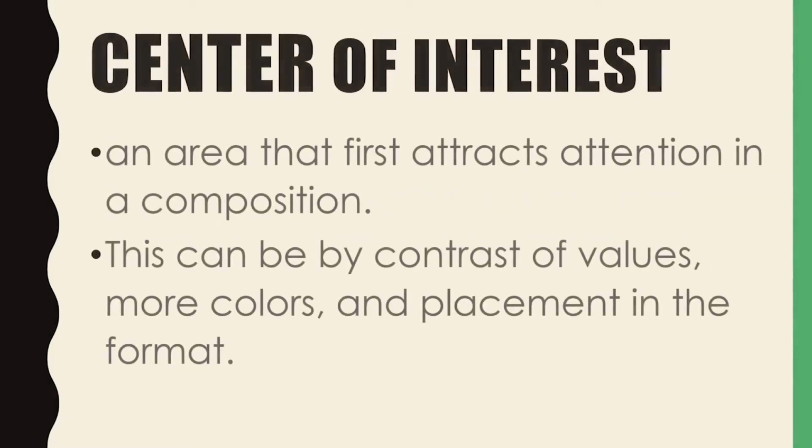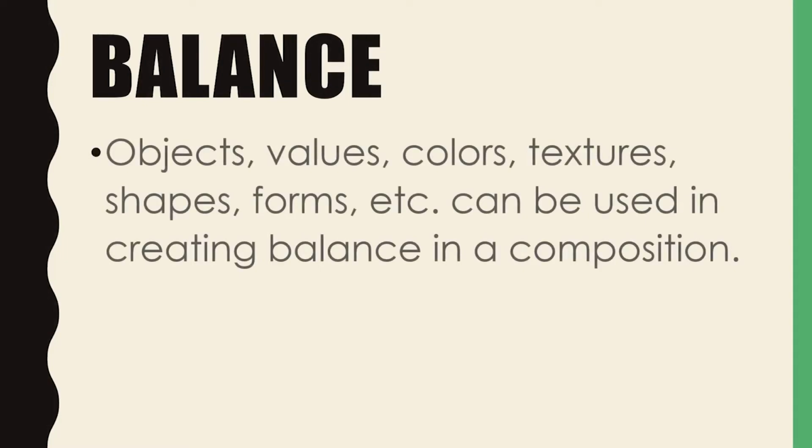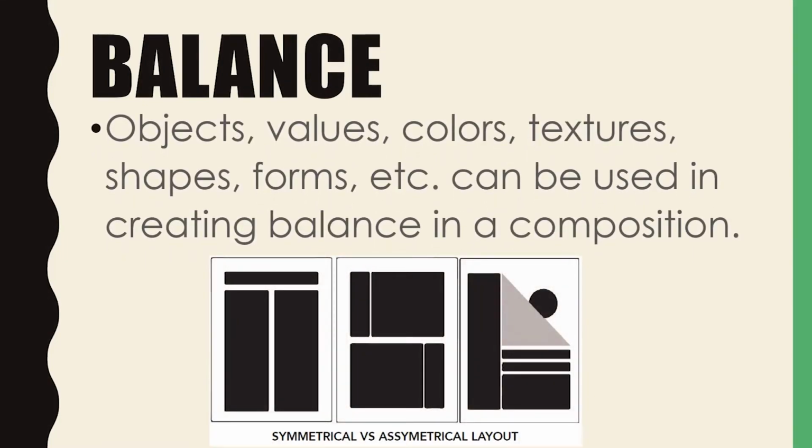Next is center of interest. It is an area that first attracts attention in a composition. This can be by contrast of values, more colors, and placement in the format. Balance. Balance is a feeling of visual equality in shape, form, value, color, and etc. Balance can be symmetrical and evenly balanced or asymmetrical and unevenly balanced. Objects, values, colors, textures, shapes, forms, and such can be used in creating balance in a composition.